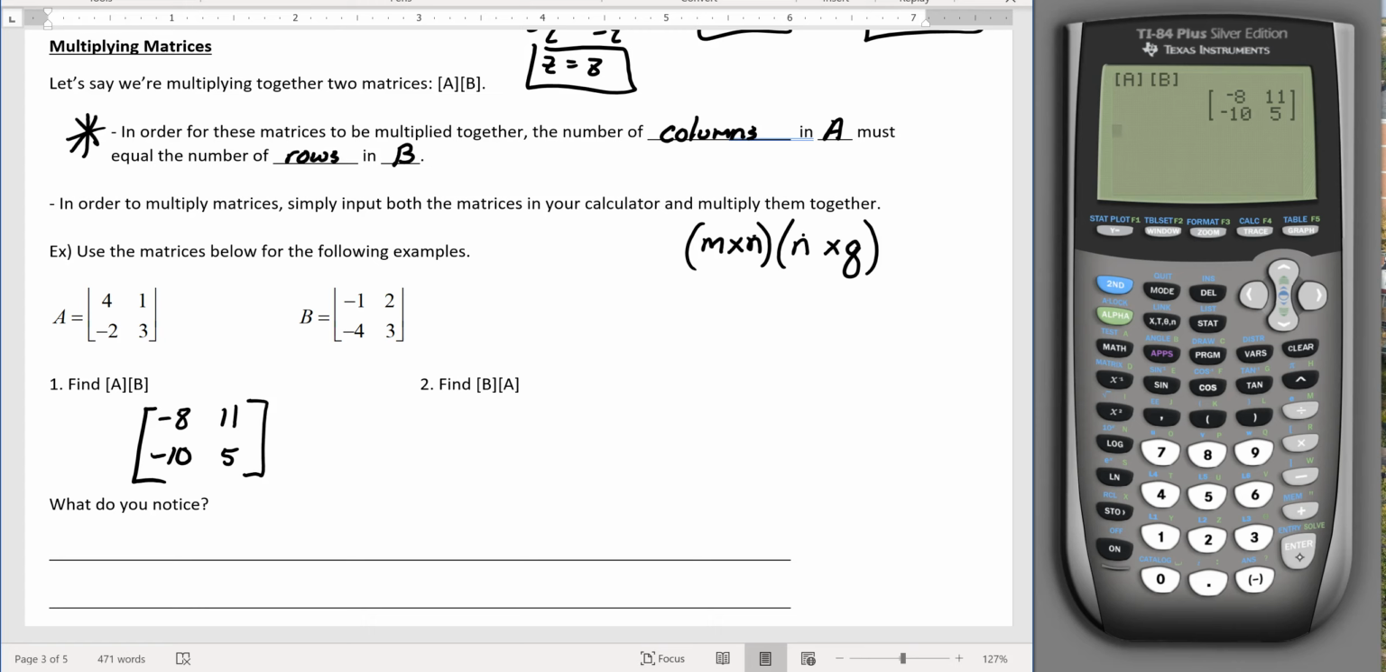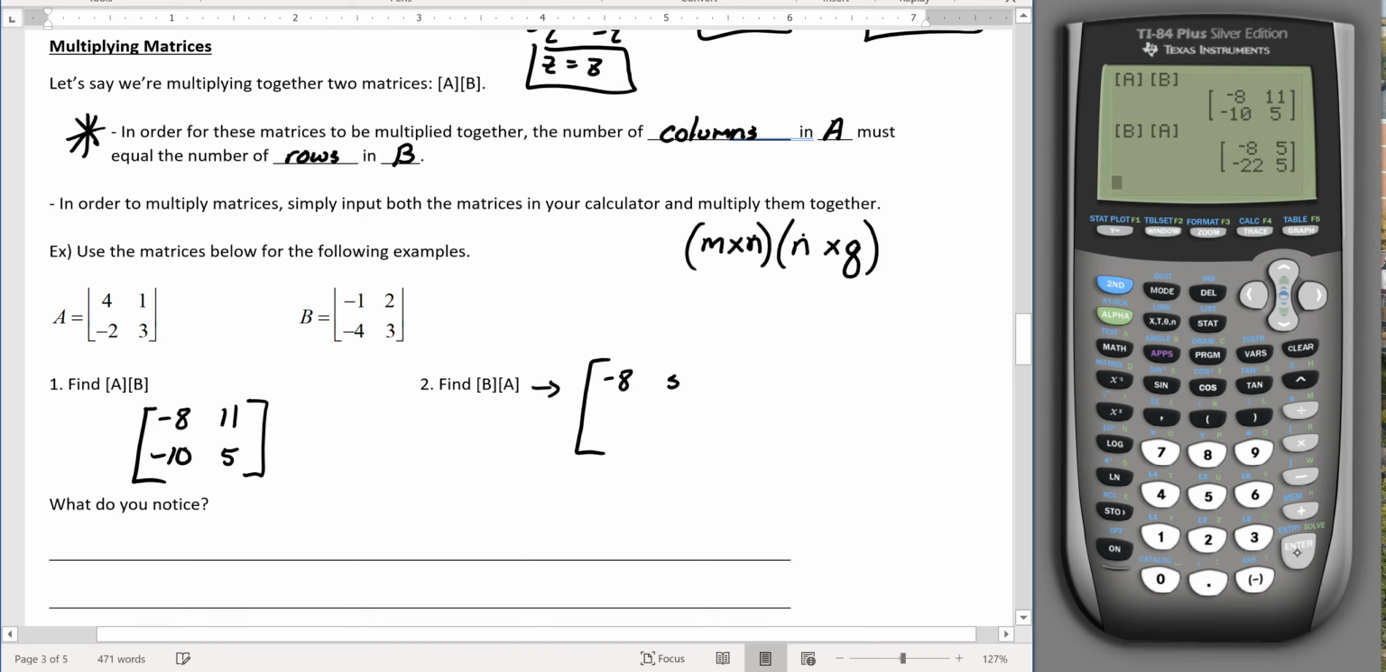Now let's find BA. To do that, I would need to type B first, so B now times matrix A. Enter. Look at this: -8, 5, -22, 5. What do you notice? Look at what we got for AB, and look at what we got for BA. They're not the same.